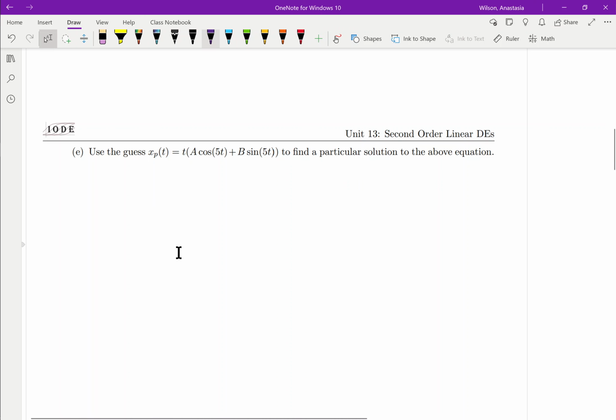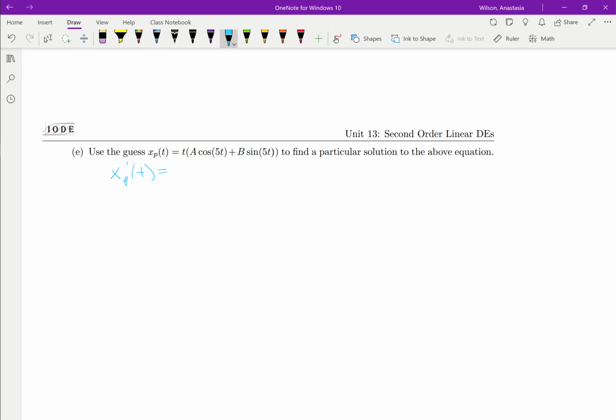So how do we use a guess to find a particular solution? Well, we differentiate it, we plug it into our differential equation, and we see what we need to make a and b in order to make it work. So we need to start with a derivative. So I'm going to find an x prime of t. I don't actually need a first derivative to plug into the differential equation, since the differential equation only involves the second derivative, but of course I need the first derivative in order to get to the second derivative. So this is where we're starting.